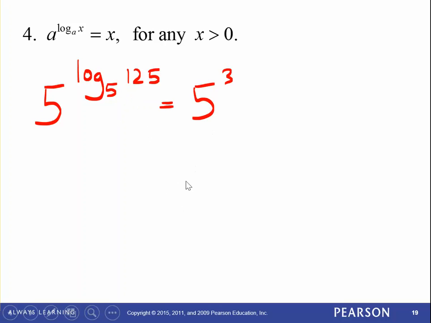But then if you have the same base, you're going to take 5 to the third power again to give you 125. So notice the base of 5 and the log base 5 in the exponent will cancel each other out, giving you just 125.